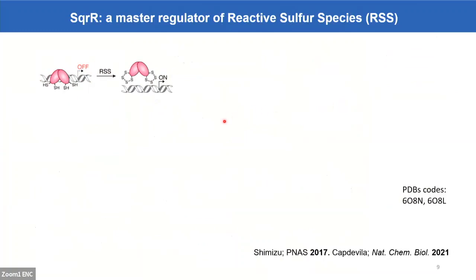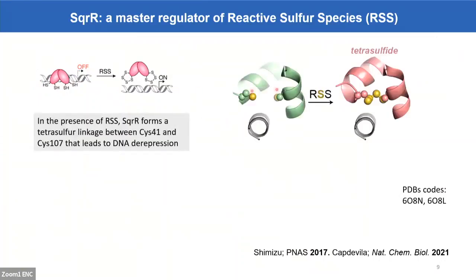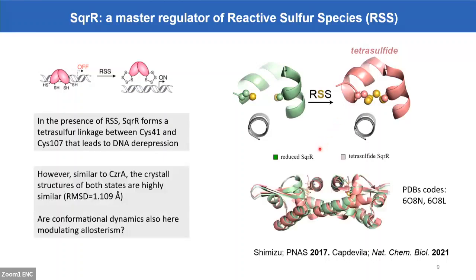So the protein that I'm working with is called SQRR, which is a master regulator of reactive sulfur species. The way that the protein works is that in presence of reactive sulfur species, the reactive cysteines in the protein become oxidized, forming a tetrasulfur linkage that causes the repression from the DNA. Here I'm showing you the structure of said tetrasulfur linkage. And again, when we solved these structures, we saw that the reduced form of SQRR, which is DNA compatible, and the tetrasulfur form of SQRR, which is DNA incompatible, share a highly similar three-dimensional crystal structure.